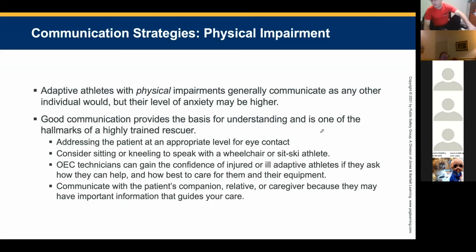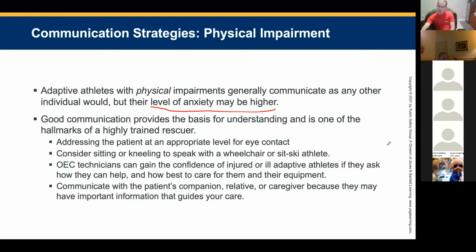Adaptive athletes with physical impairments generally communicate as any other individual would, but their level of anxiety may be higher. I can tell you from running 911 calls in the Valley, with physically impaired individuals, I wouldn't really say their level of anxiety is higher. If they're physically impaired but they're there cognitively and mentally, the level of anxiety is usually about the same as for any other physically impaired individual.